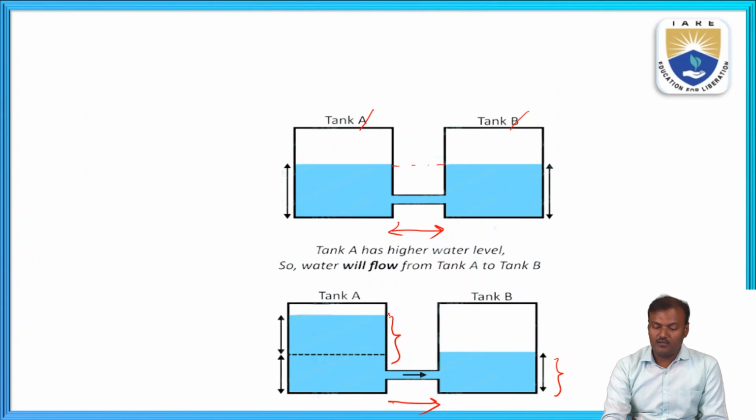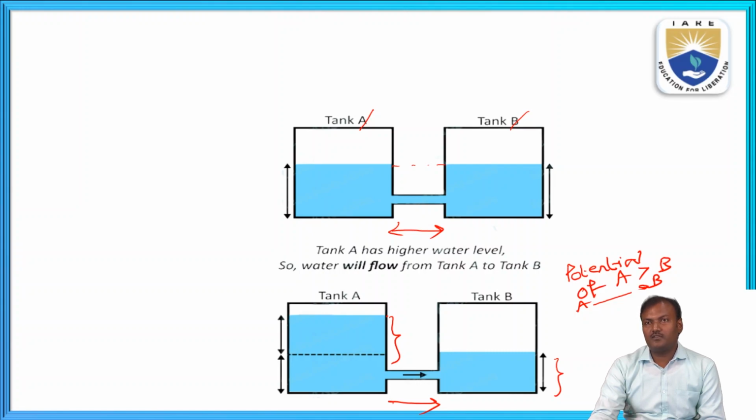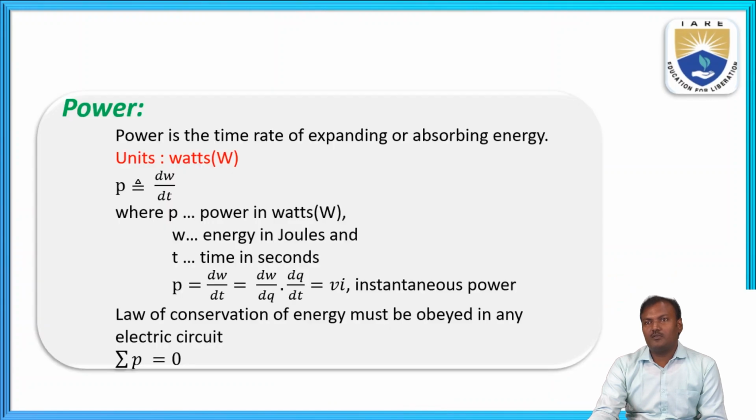Since the water level in tank A is higher as compared to tank B, we can call it, in terms of electrical terminology, a potential difference. That is, potential of A is greater than potential of B, so that some electric charge or electric current is flowing from A to B in this case. This is the normal representation of potential or voltage as compared to electrical and normal terminology.